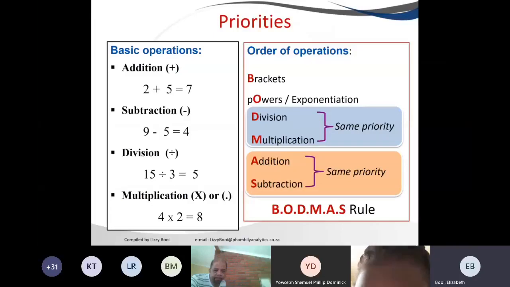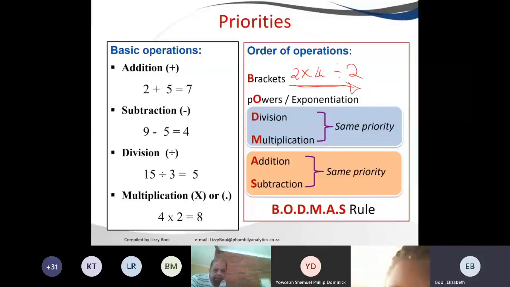So if you have an equation that says 2 multiplied by 4 divided by 2, you work from left to right. You say 2 multiplied by 4, it's 8, divided by 2, it's 4. That's how you work it out. Also, addition and subtraction have the same priority, so if the equation has any of those in it, you work from left to right. They have the same priority.